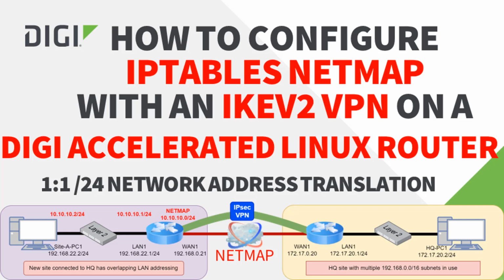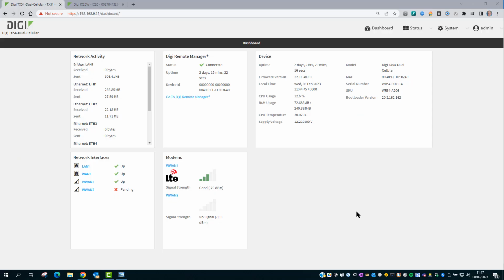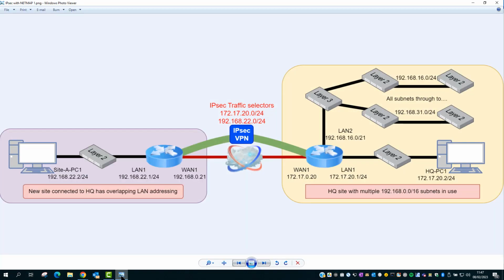In this video I'm going to show you how to use the iptables NETMAP function to translate IP networks on a Digi Accelerated Linux Router. For this demo I'm using the TX54 and IX20, both running firmware version 22.11.48.10. First of all, let me show you the lab that we're using and the scenario.